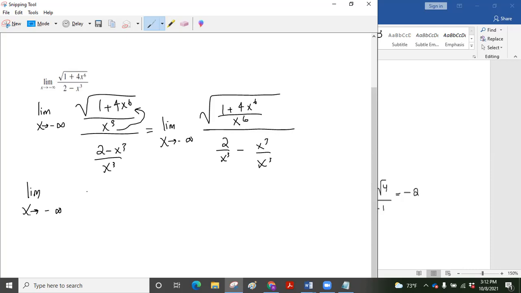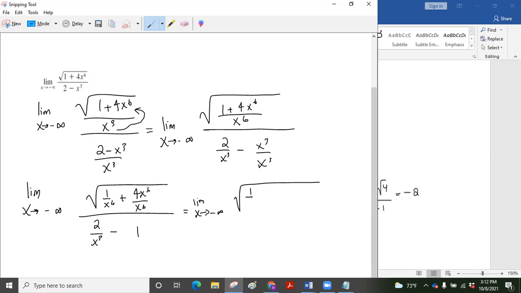negative infinity of 1 over x to the 6th plus 4x to the 6th over x to the 6th divided by 2 over x to the 3rd minus 1, which is the limit as x approaches negative infinity of 1 over x to the 6th plus 4 over 2 over x to the 3rd minus 1. This would go to 0, this would go to 0, so we're left with the square root of 4 over negative 1, which is negative the square root of 4, which is negative 2.